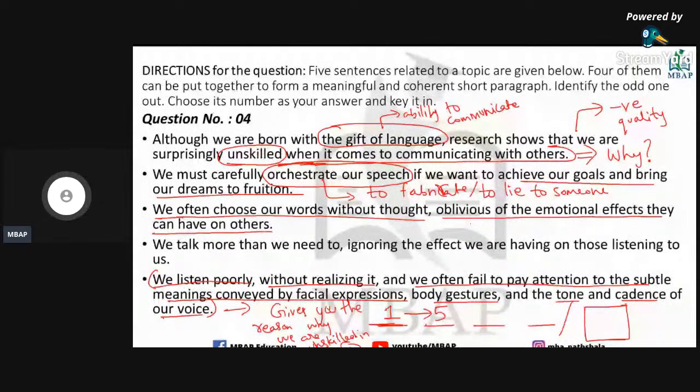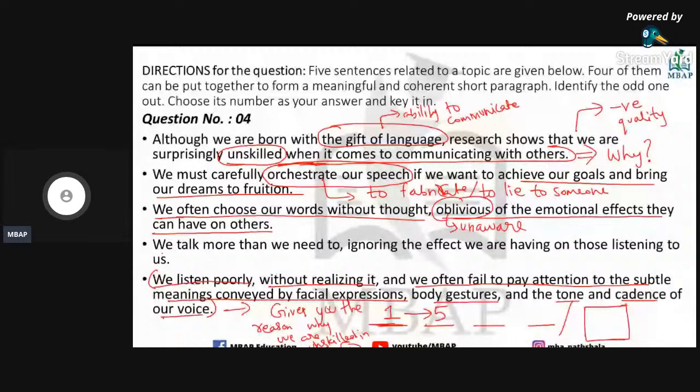What is the meaning of oblivious? Oblivious means unaware. Okay. So what does this sentence say? The third sentence says that we often choose our words without thought, as in we don't think before speaking. Sentence 3 says that we don't think before speaking. Okay. And that is why we are unaware of the fact that our words, if not chosen properly, can have bad emotional effects on others. Okay. This is what sentence 3 says, right?